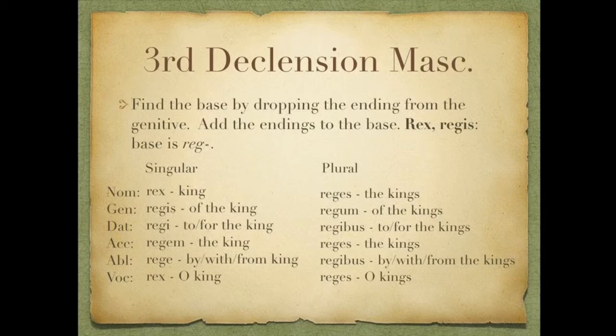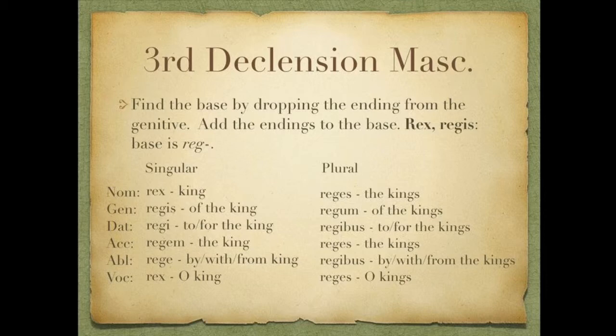So we'll start with the third declension masculine noun, rex, regis, which means king. So we go to the genitive singular, regis, drop the is, and there's our base, reg. So nominative singular already given, rex, king. Genitive singular also already given, regis, of the king. So we found our base. We're going to add our endings. Dative singular, regi, to or for the king. Accusative singular, regem, the king. Ablative singular, rege, by, with, or from the king. And then vocative, same as the nominative, rex, O king.